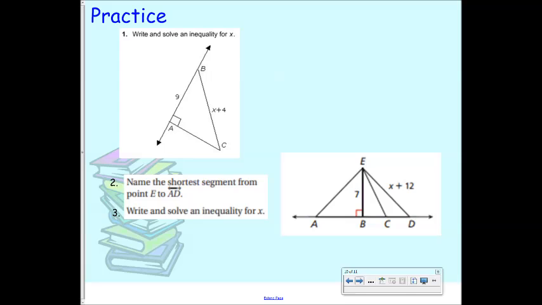All right. Okay, so I want you guys to do the practice. This doesn't look quite the same as the other one because it doesn't have the other side of the triangle. But which one has to be shorter, AB or BC? Which one has to be shorter? AB, because that's the one that makes the right angle. Okay, good. So for number 1, I want you to write and solve an inequality. For 2 and 3, you're just answering those questions.